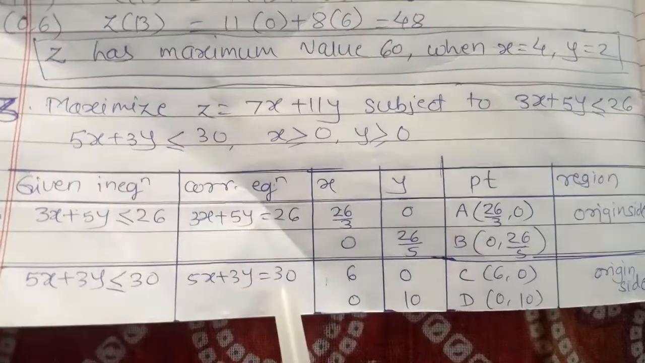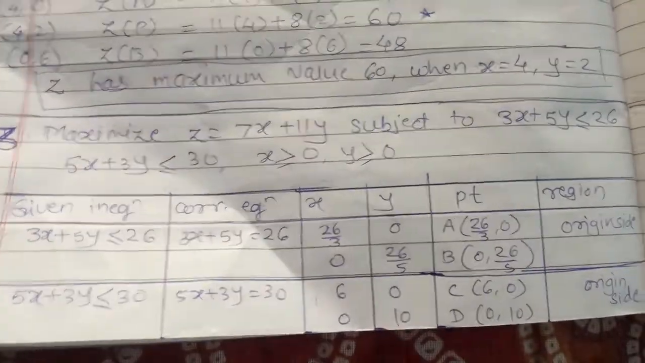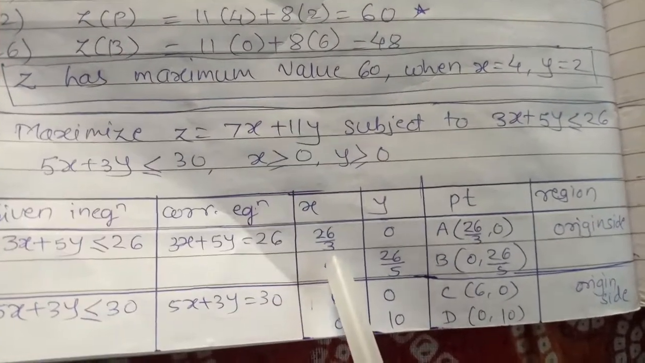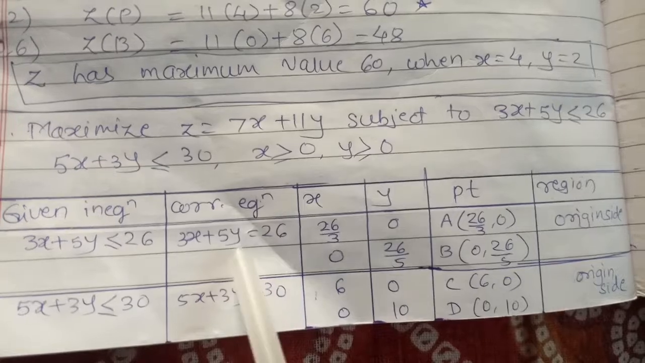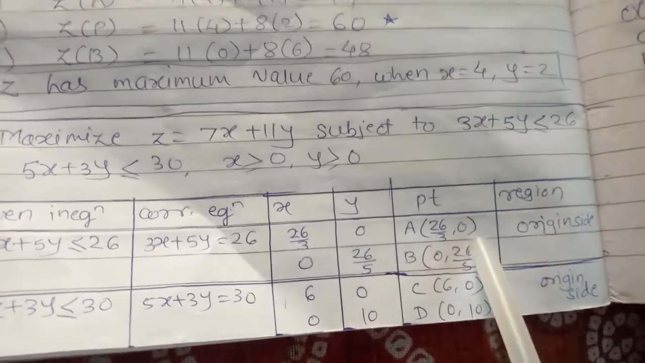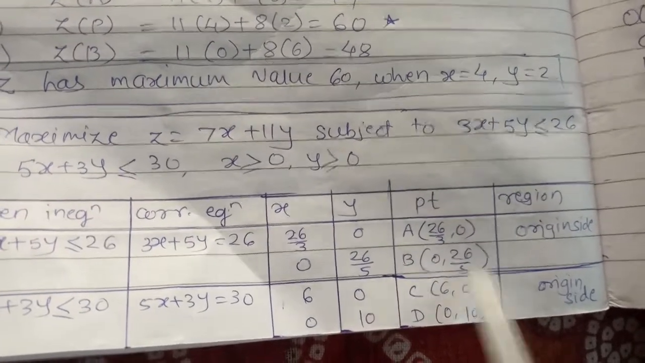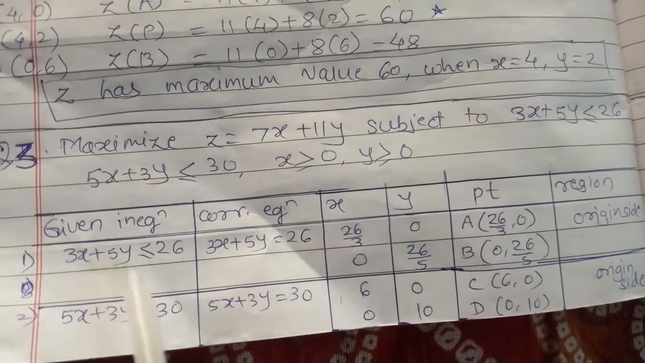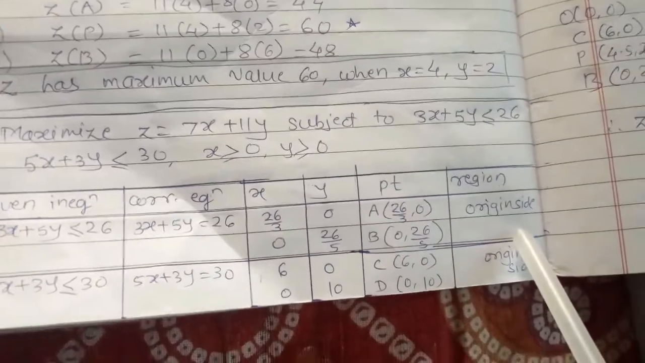We have to convert them into the corresponding equations. So we convert them using the equal to sign. Now see, here I am going to put down the value of y coordinate as 0. So after solving we get 26 upon 3, it is the x coordinate, and when we put x equals 0 we get y equals 26 upon 5. So my first points are A: 26 upon 3, 0 and 0, 26 upon 5. And again here we have to put down the coordinates of the origin, that is 0, 0. So we get 0 is less than or equal to 26, which is true. So we have to draw the arrow on the origin side.